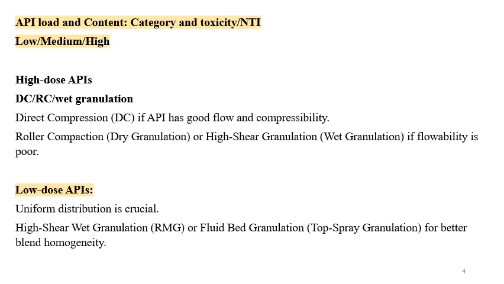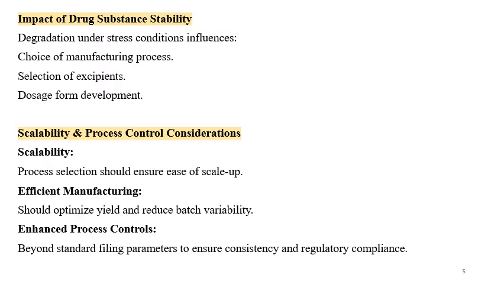Then considering the low dose APIs, when the API percent in the formulation is very low, then the uniform distribution, blend uniformity, content uniformity is very important for this type of formulations. High shear wet granulation or fluid bed granulation using top spray technique can be used for better blend homogeneity. Also, sometimes you can dissolve the low dose API and then you can use it into the formulation.